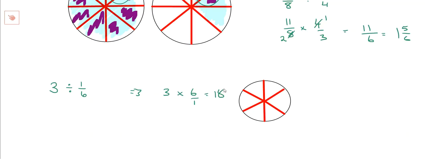Alright? That makes sense? So 5 divided by quarters. Well, that's because you know you've got 5 lots of how many quarters in 1? 4. So the answer is 20. So when you start thinking of division, even by a fraction, as actually division, it makes more sense. Alright? Okay.